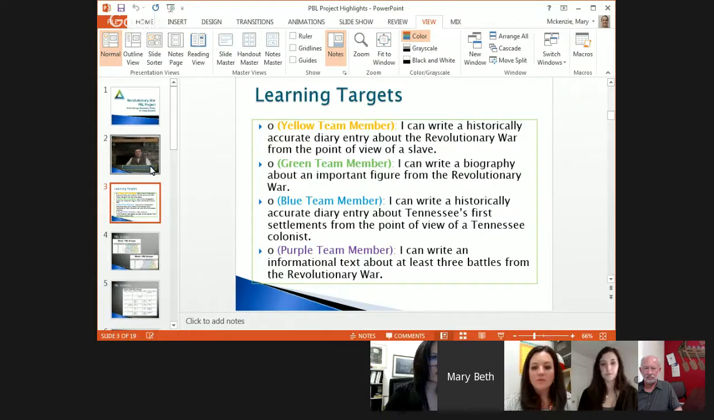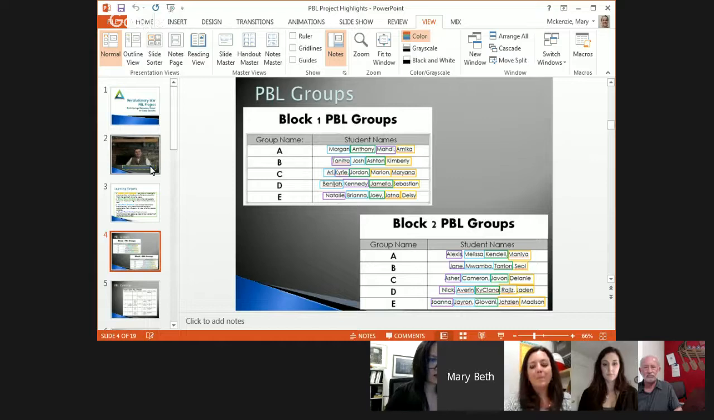Your yellow team member was a student that would focus on one topic, where your purple team member would take 3 battles and research and write about them. So in their groups, as you can see, I have 2 blocks of students. All groups are mixed ability groups with different abilities of students. And so each student was responsible for the ICANN statement in their group, and then each group came together to create their final project, which we'll see in a minute.